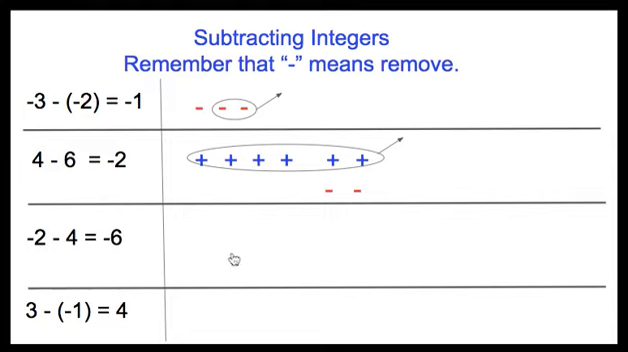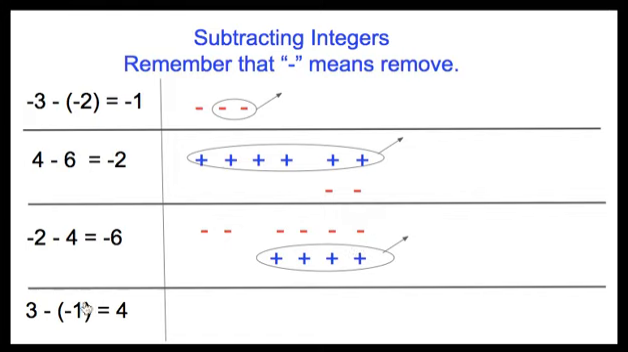I'm going to start again with the -2. And this time I want to remove 4 positives. I do not have 4 positives, so I'm going to put in 4 zero pairs. 1, 2, 3, 4. Now I can remove my 4 positives, and what's left over are 6 negatives. 1, 2, 3, 4, 5, 6.